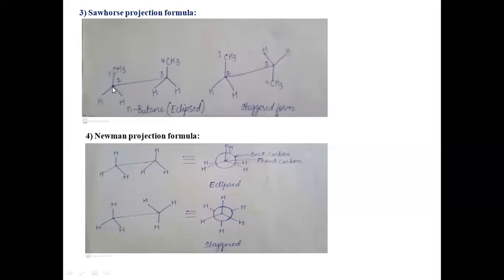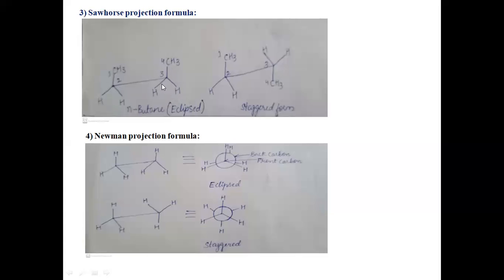So this lower left hand carbon is taken as a front carbon, and this upper right hand carbon atom is taken as a back carbon or rear carbon atom. This left hand carbon atom is taken as the front carbon, whereas the upper right carbon is taken as a back carbon atom or rear carbon atom.